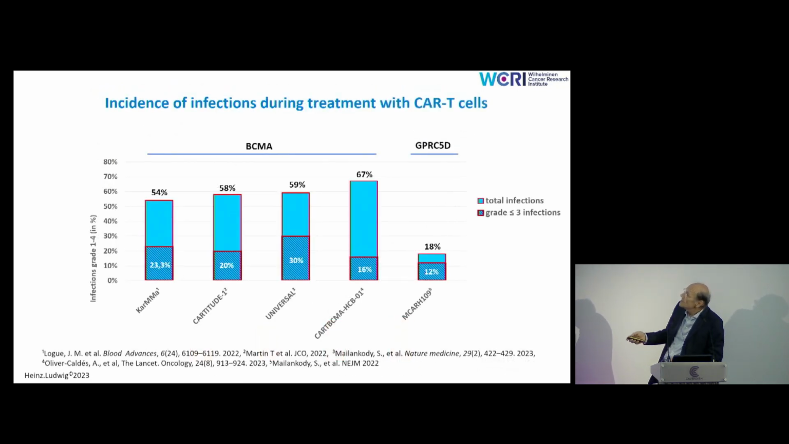Now, that is data for patients who have been treated with CAR T cells. Here, the shaded areas are those with grade 3 and higher infection. And again, here you see it more clearly, the difference of BCMA targeting CAR T cells as compared to GPRC5D targeting CAR T cells. It is a huge difference between the infection risk between different CAR T cell studies.